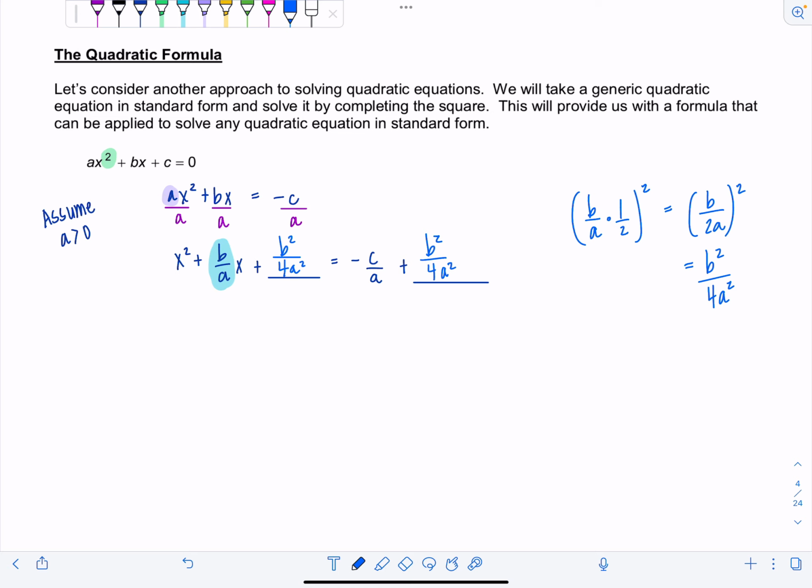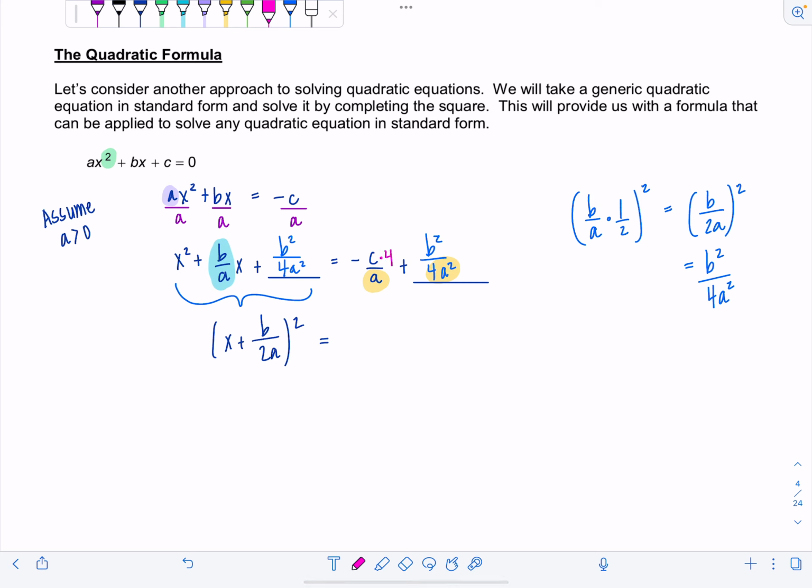Good. And then remember, after we figure out what we need to add to make a perfect square trinomial, we can factor this left-hand side into x plus b over 2a squared. Lovely. Now let's focus on the right-hand side. Let's get a common denominator for these two terms. So a and 4a squared, the common denominator is going to be 4a squared.